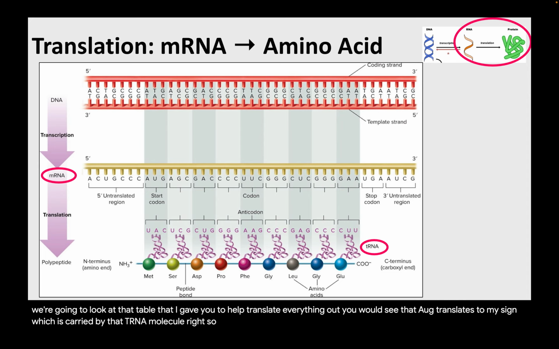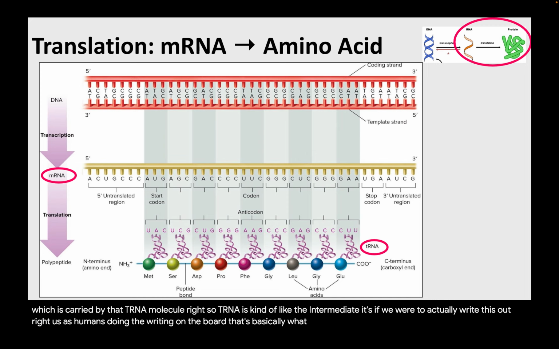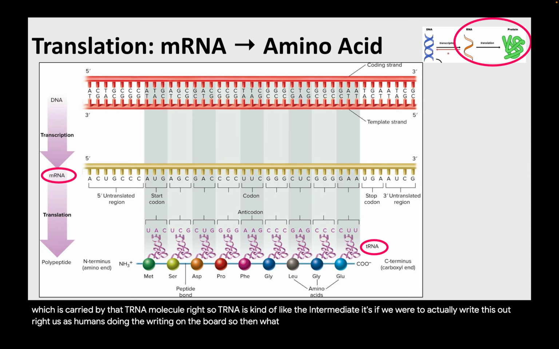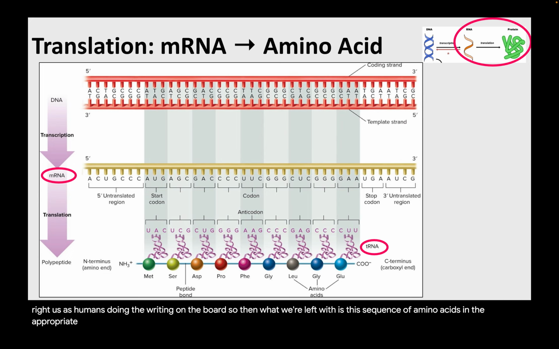So tRNA is kind of like the intermediary. If we were to actually write this out, us as humans doing the writing on the board, that's basically what the tRNA molecule is doing. It's doing the actual translating itself. So then what we're left with is this sequence of amino acids in the appropriate order that's been read from our mRNA strand.